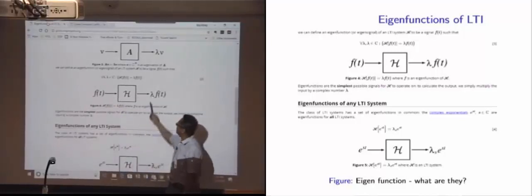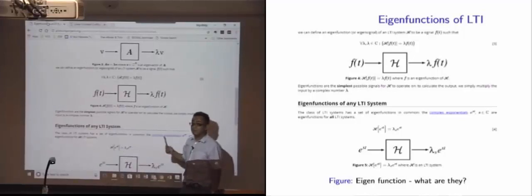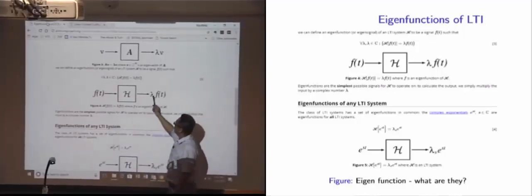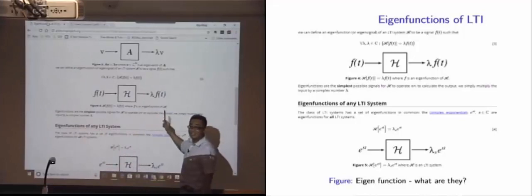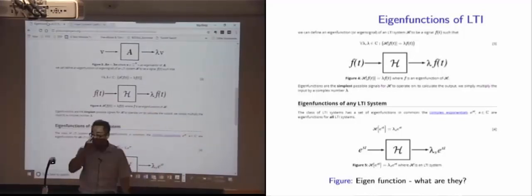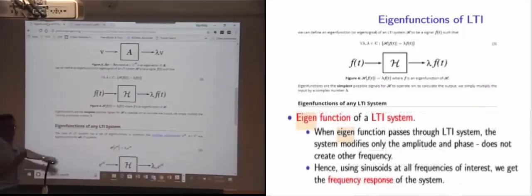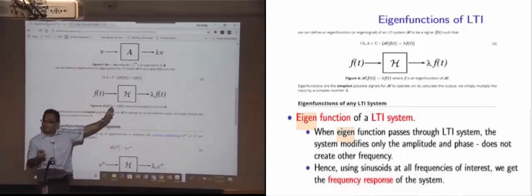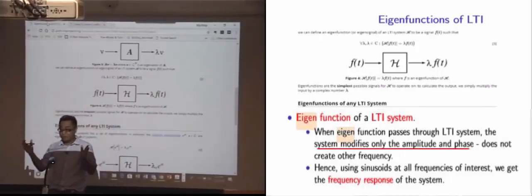If let's say this complex number is 3, what did the system do to this function? Scaled it by 3. If lambda is 3 plus j2, what did it just do to f of t? It will create an amplitude change and a phase shift. If f of t is a sinusoid, later on you'll see. But the take-home message is this: an eigenfunction is very nice. When I send an eigenfunction into an LTI system, out comes the same signal, scaled and phase shifted.